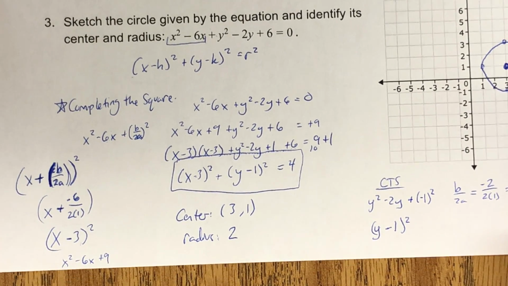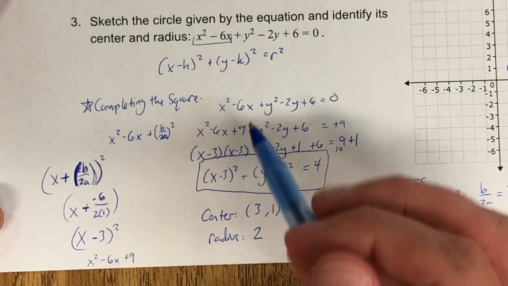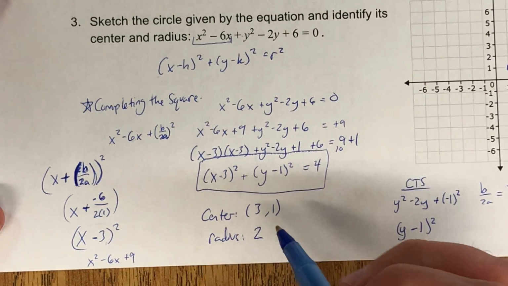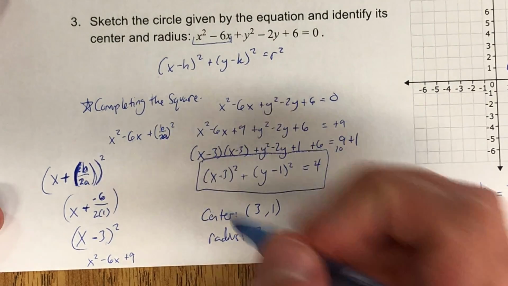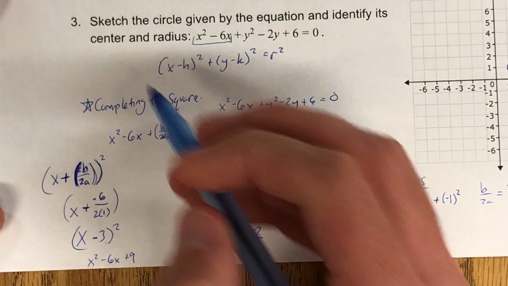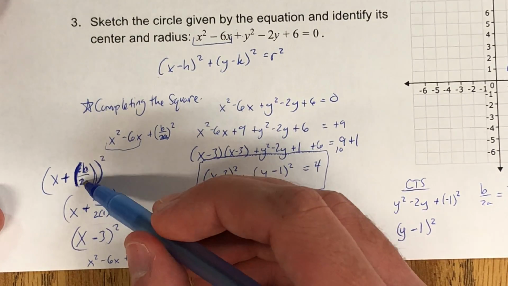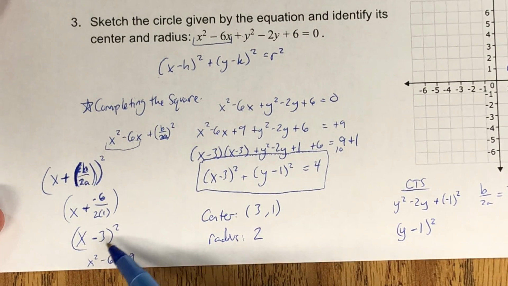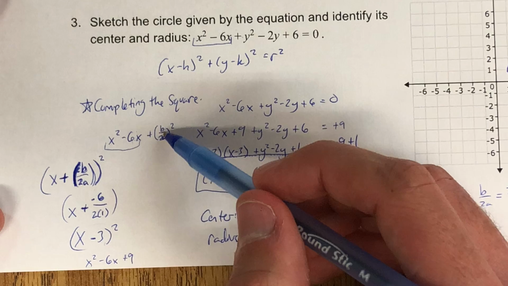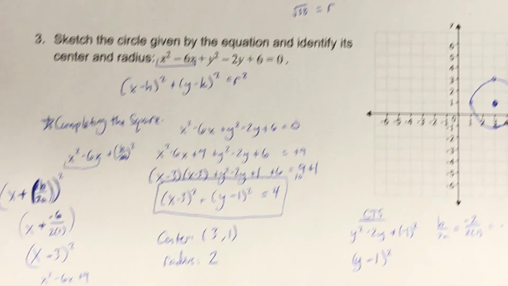So completing the square, it is something you've seen before, whether you remember it or not. It's pretty challenging, but essentially what you're doing is trying to set this up as a product of squares. So if I have x squared minus 6x, I can rewrite this as x plus b over 2a squared. So b with x, a with x squared, and then whatever b over 2a squared is, that's what you add to both sides. And that's it.